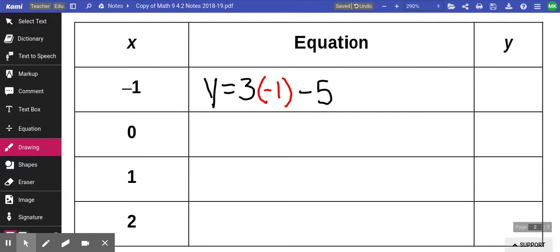The reason those brackets are so important is because this means 3 times -1. This does not mean 3 minus 1. So the brackets make a massive difference in these questions. 3 times -1 is -3. Minus 5 is -8. So we have a y value of -8. Meaning that's my output when my input is -1.